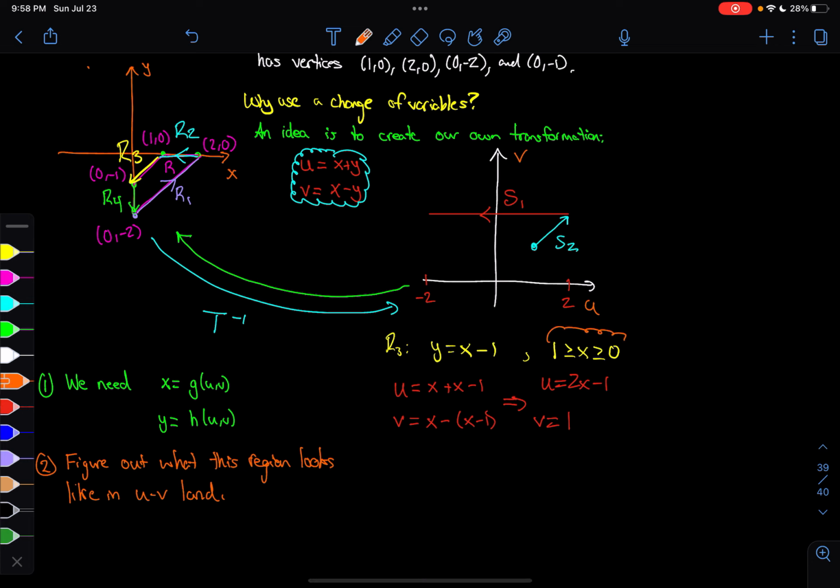And using this information right here, when x is equal to 0, this gives us that u is equal to negative 1. And when x is equal to 1, this gives us that u is equal to positive 1. So this is actually just going to give us the segment where v is equal to 1, where u goes from negative 1 to 1. Okay, so this right here is our segment S3.